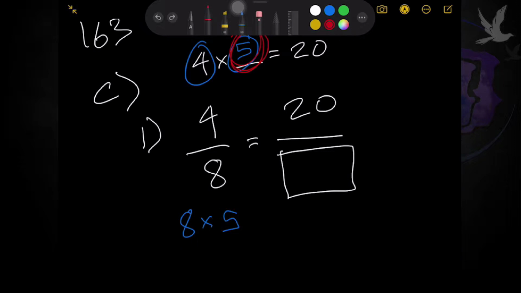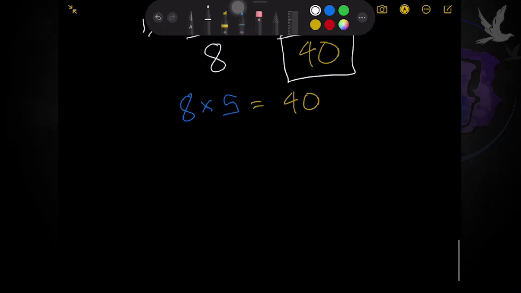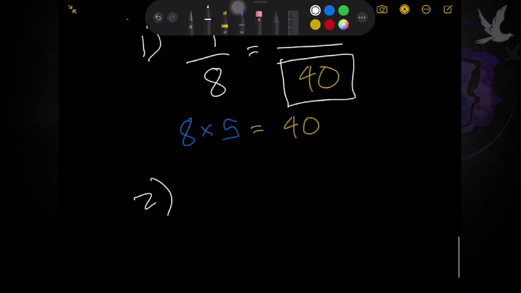And knowing your multiplication skills, 8 times 5 will give us 40. So which means our answer here is 40. Okay, sige lang. I'll help you with this one. Number 1 yan. Number 2. One more example. Try nyo lang.